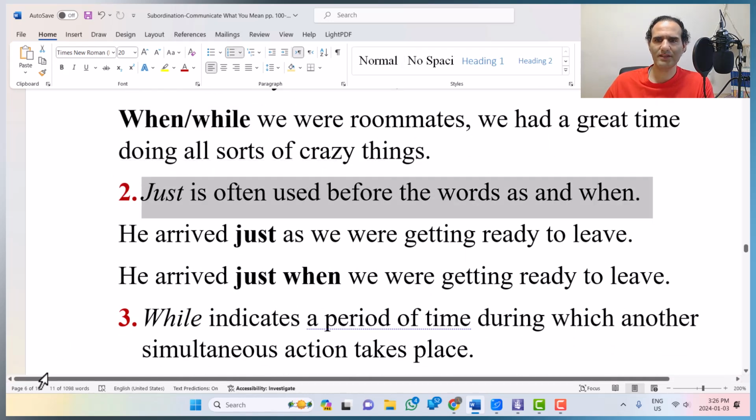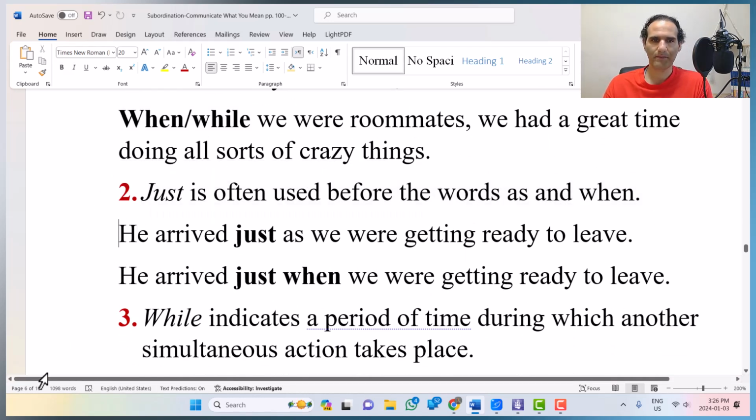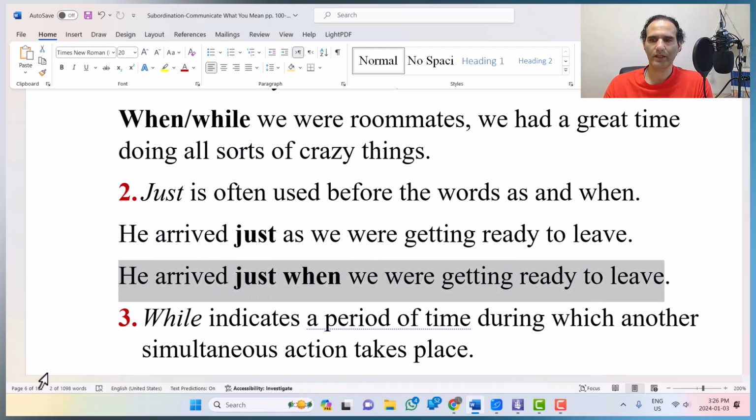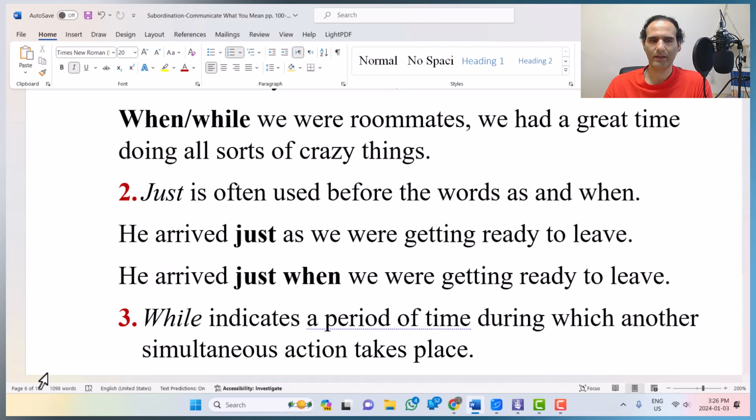Just for the sake of emphasis. He arrived just as we were getting ready to leave. So just here for the emphasis. Exactly the time we were getting ready to leave. He arrived just when we were getting ready to leave. As and when, the same here.